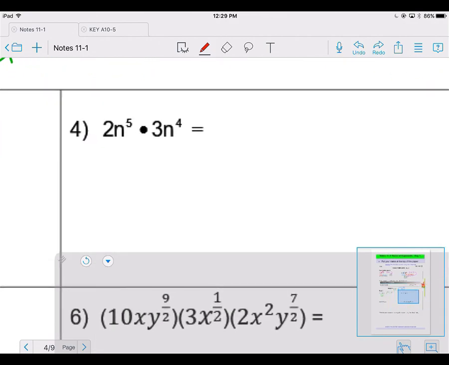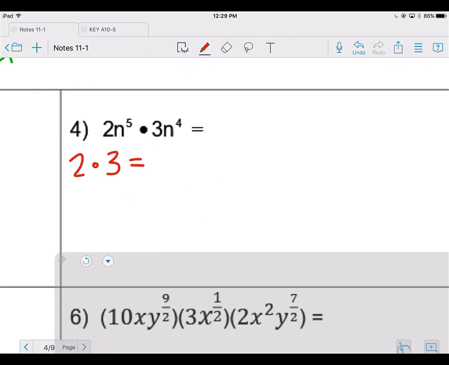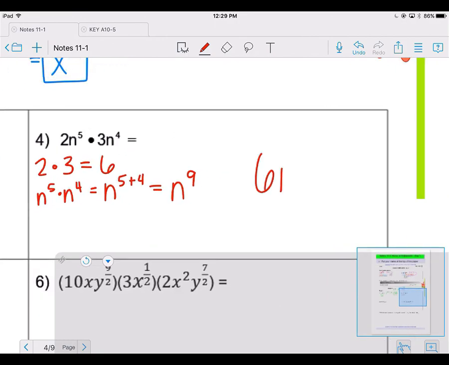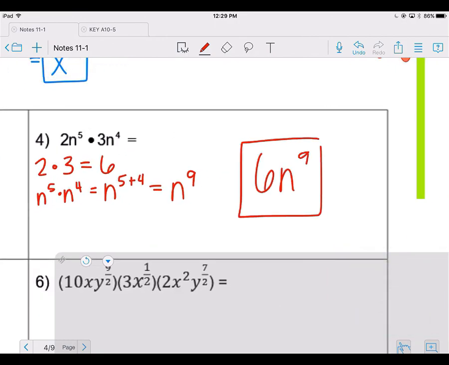So, problem 4. Big numbers are normal numbers. No matter what rule you are using, your big numbers will be treated like normal. 2 times 3 is 6. The 5 and the 4 have the same base, so we will add them. 5 plus 4 is 9. For my answer, I just put it all back together.